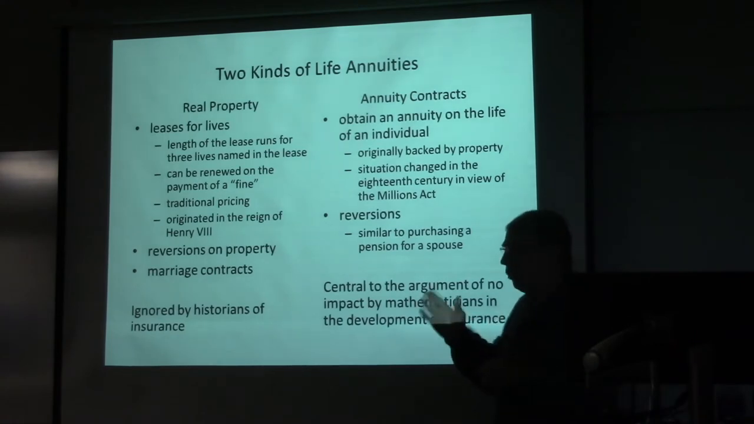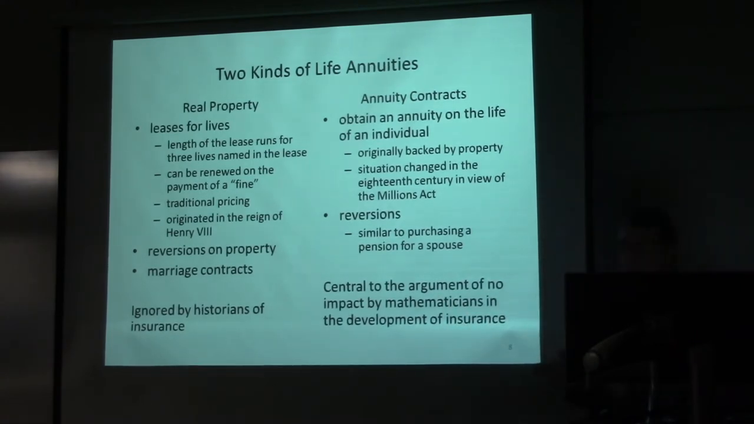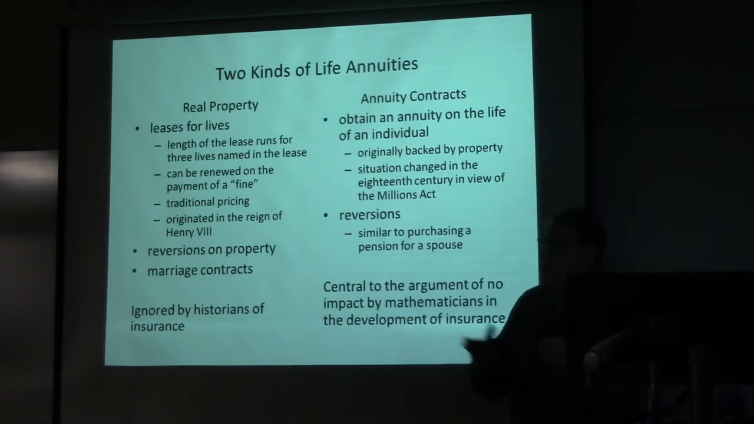On the other hand, there were annuity contracts. Originally, they were backed by property. That is, if you go to a bank today and buy an annuity, it's backed by their investments. But then it would be, if somebody ran out of money, it would be backed by a piece of property that would then be sold to pay off the rest of the annuity. And it changed in the late 17th, early 18th century, with the wars of William III. He sold life annuities in order to raise money for his wars against Louis XIV. And so life annuities then became sold on the open market, and they were very much based, or similarly based, as these leases on lives.